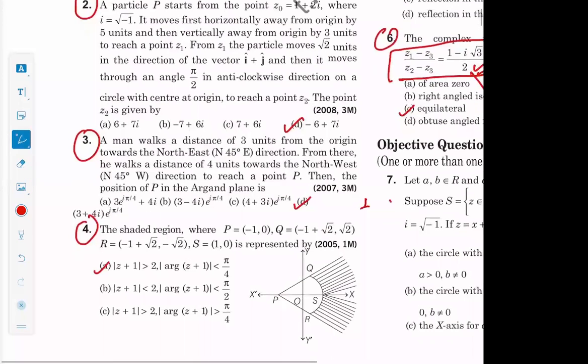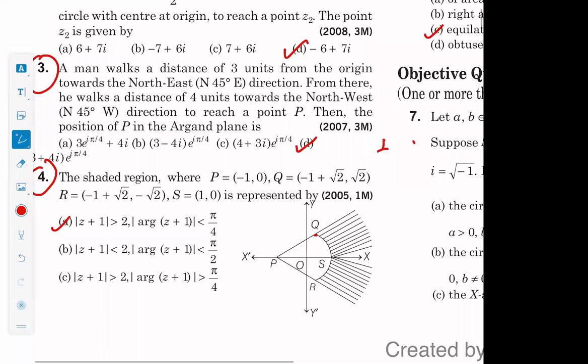Fourth one, this is the circle having center at minus 1 comma 0. So this represents outside the circle. So mod Z plus 1 must be greater than 0. So this must be rejected. So either A or C.